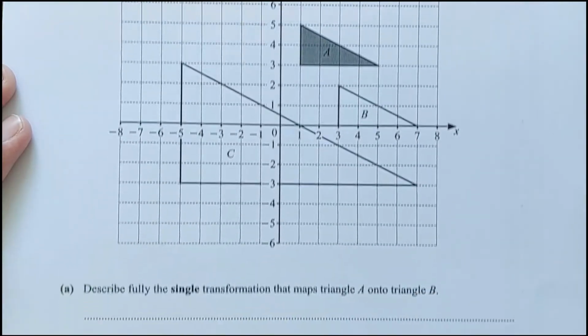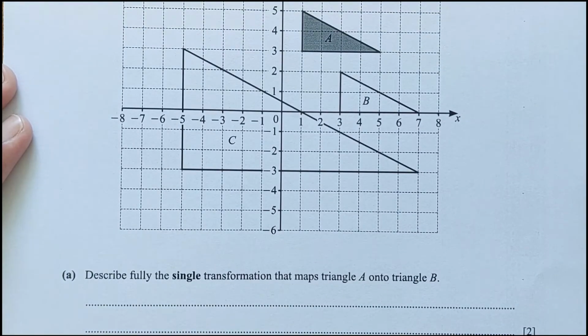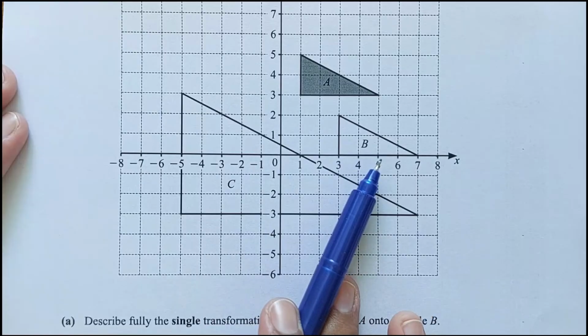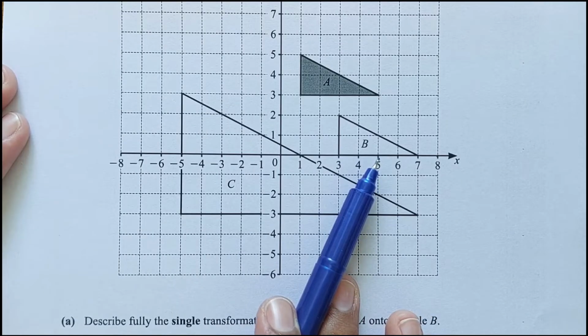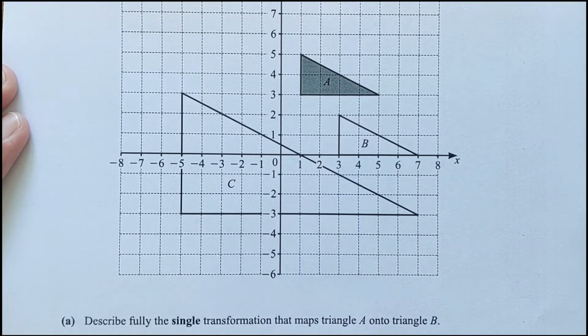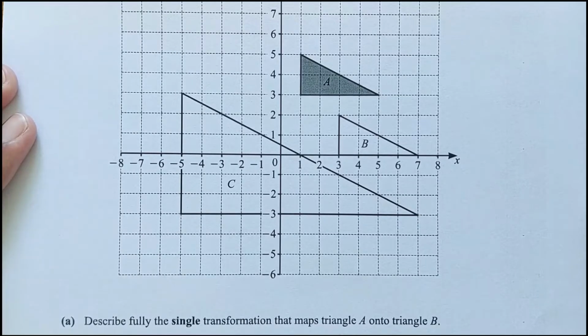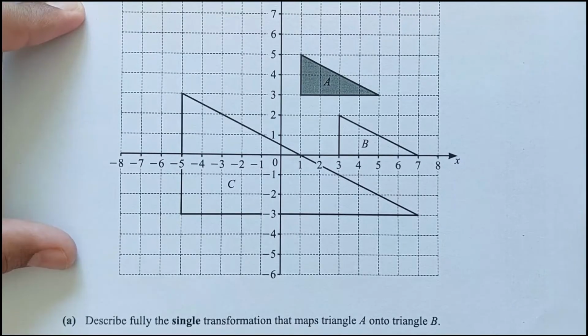Question number 6, part A. Describe fully the single transformation that maps triangle A onto triangle B. A onto B. This is obviously a translation because it is not an enlargement. The size of the shape is the same, not a rotation, not a reflection. So this is just a translation.